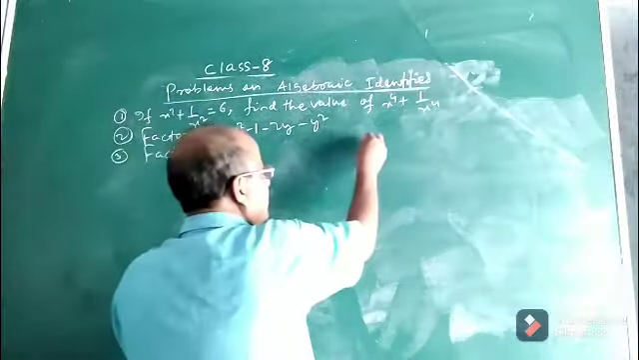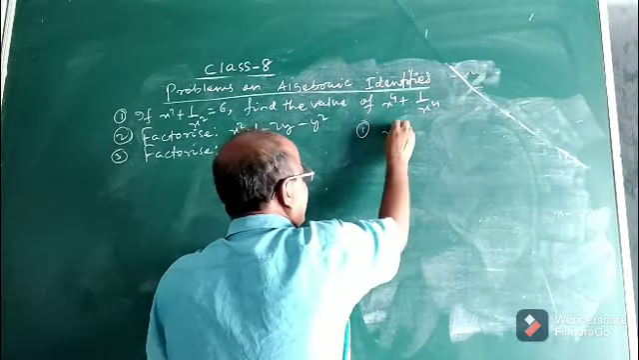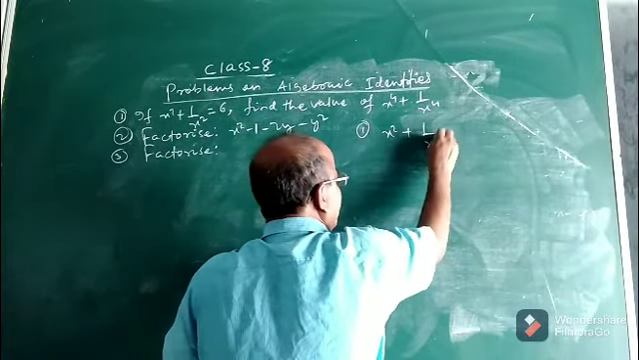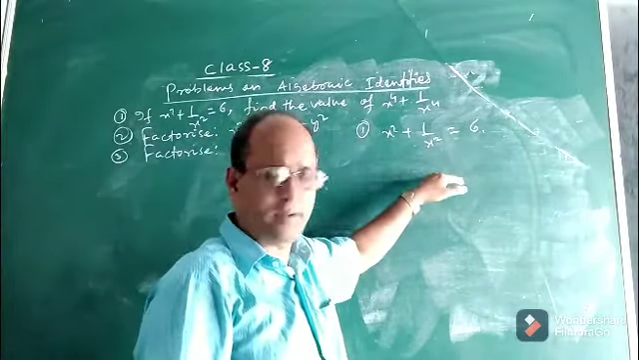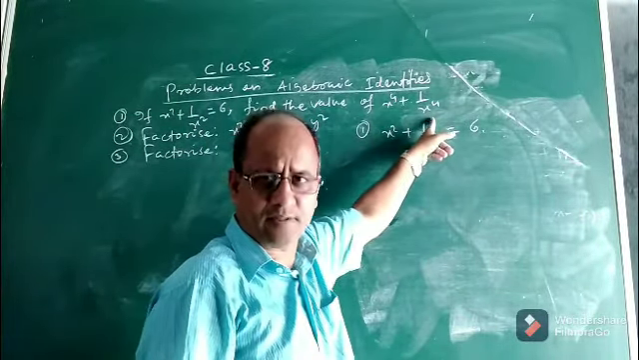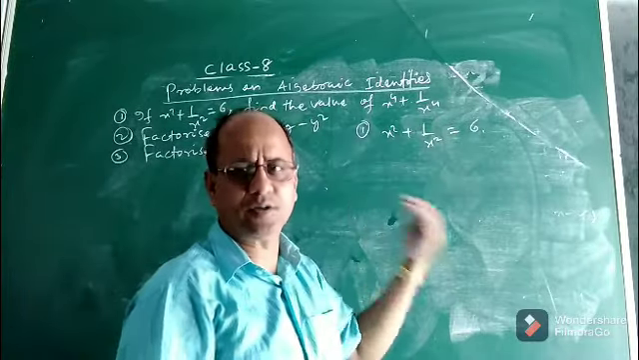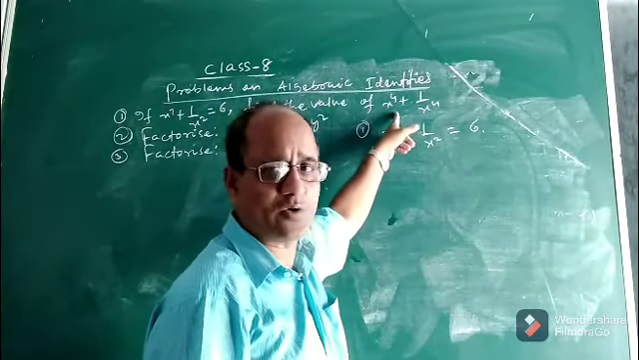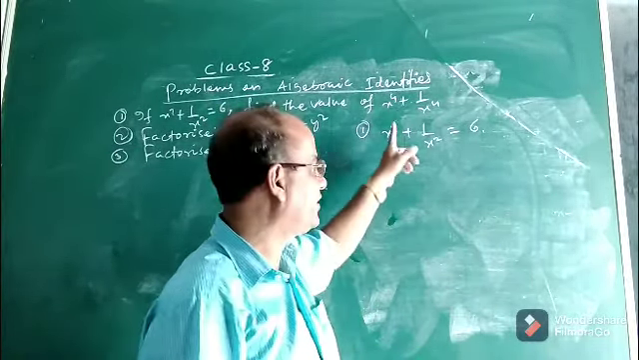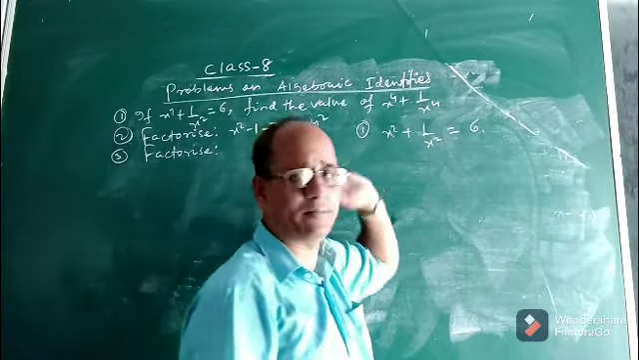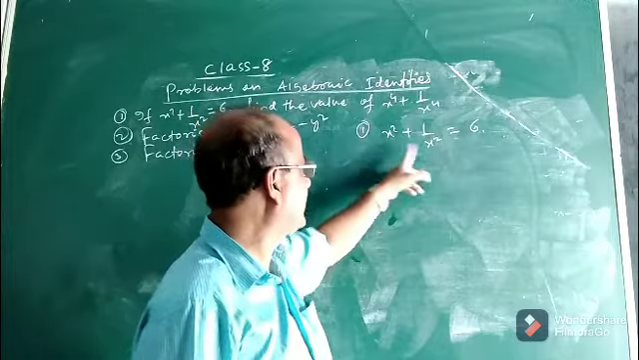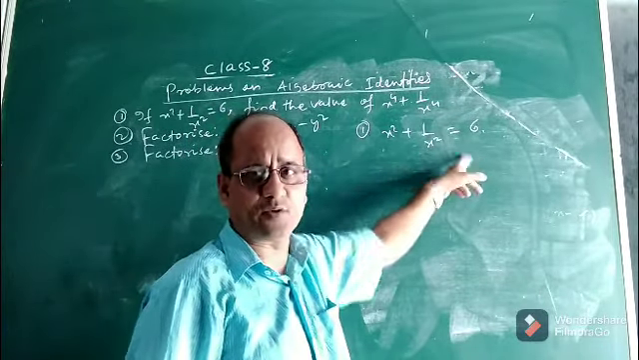Now, you are already given the value of x square plus 1 by x square, which is 6. From this given statement, we want to find the value of this algebraic expression. Now, how is it possible? See children, in order to get the value of x to the power 4 plus 1 by x to the power 4, if we take the square, look at the left hand side of this equation.